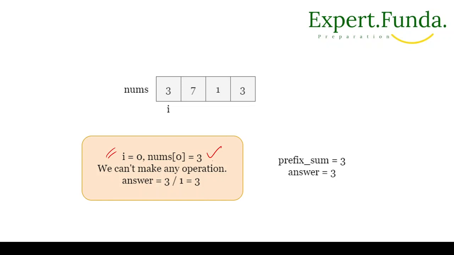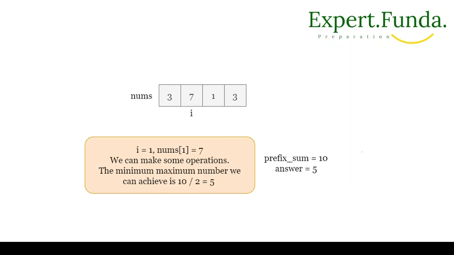So we can't make any operation. Why? Because we have i equal to 0, and nums[0] is equal to 3. If we divide 3 by 1, any operation, it will become 3 only. So the answer is 3, and if we do the prefix sum, we will update the prefix sum as 3 also.